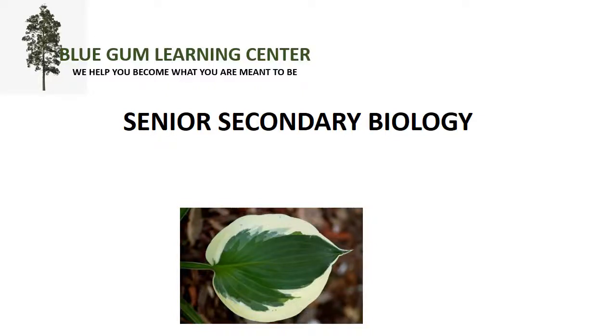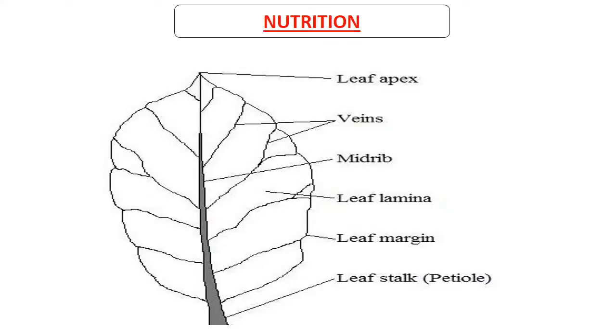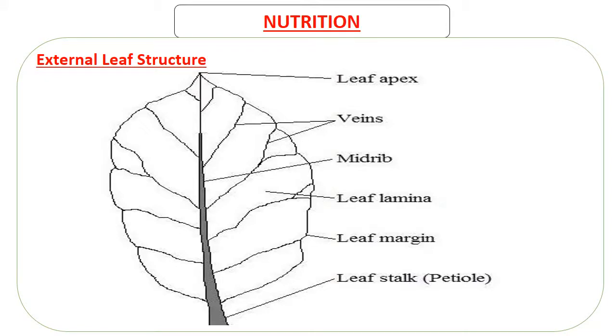Welcome to part 2 of plant nutrition. So in this part we're just going to start with the leaf, and we're going to start with the external structure of a leaf. So these are the main parts of a leaf.